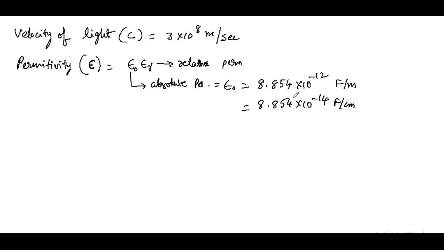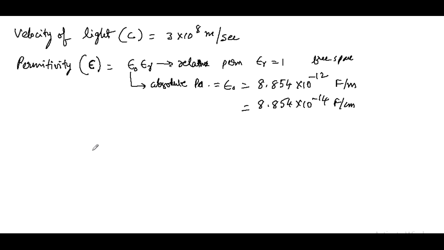And another is relative permittivity. Relative permittivity is epsilon r. This value is 1 in free space, and depending on the medium, this value will change. So this value completely depends on the medium, but absolute permittivity is a constant parameter. That value is 8.854 into 10 to the power of minus 12 farads per meter.